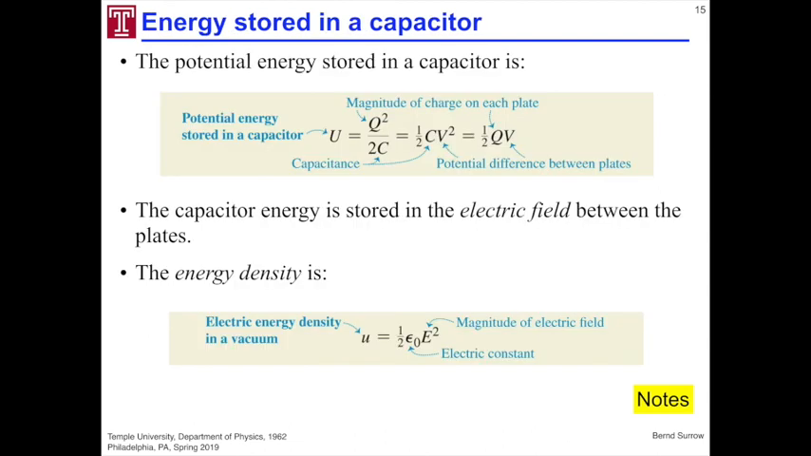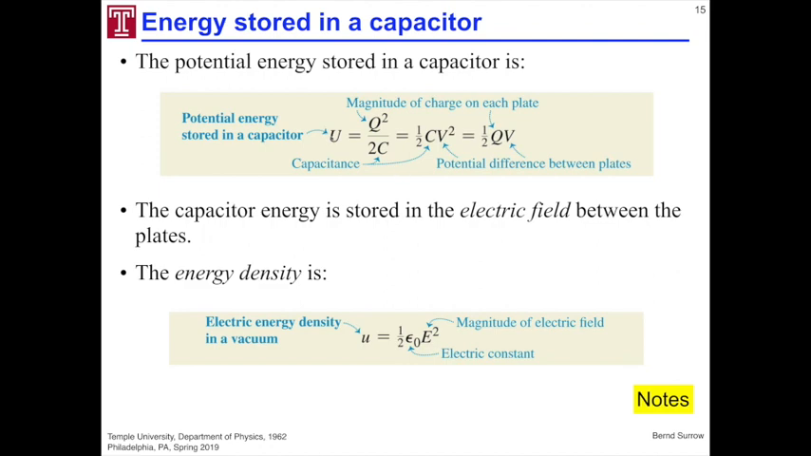And this is what I actually want to calculate now. So first I want to show you this and then go through the actual calculation. The potential energy stored in a capacitor is Q squared divided by 2C. We'll go through this calculation. You can write this also as a half C, the capacitance, times the potential difference squared, or half QV. This is only a matter of replacing the capacitance by Q divided by the potential difference. And the capacitor energy is stored in the electrical field between the plates.